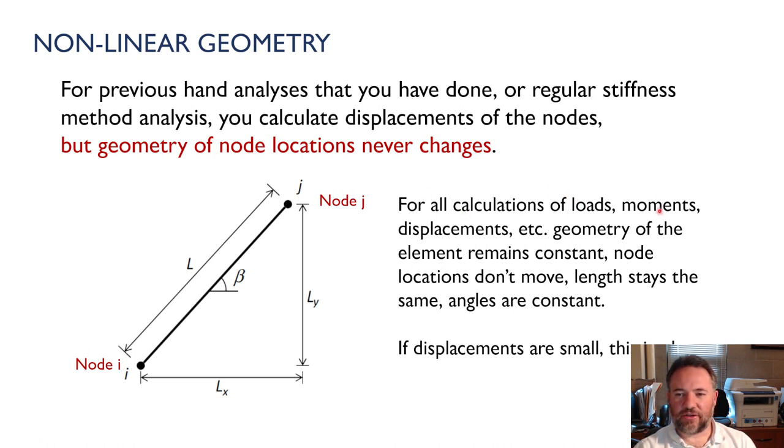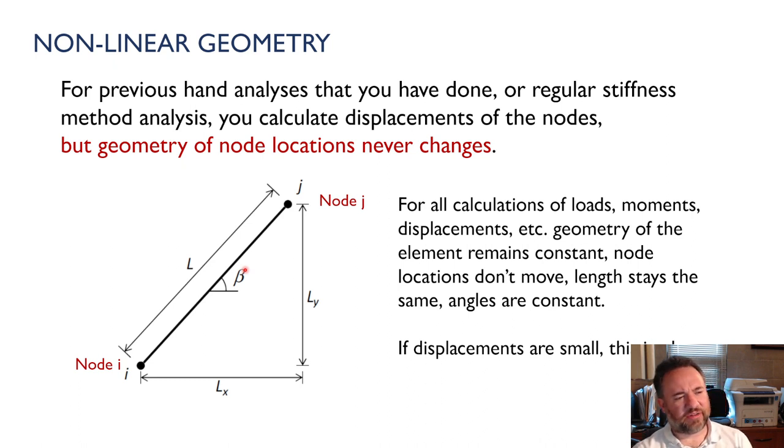So for all calculations of loads, moments, and displacements, the geometry of the element remains constant. The nodes don't move, the length stays the same, and the angle stays the same. If this node were to move, this angle might change, and the length of this element might change as well, and that would change the stiffnesses. Now, in a lot of cases this is fine. If the displacements are small, the length won't change a lot, and the angle won't change a lot. But there are some cases where this will make a big difference.